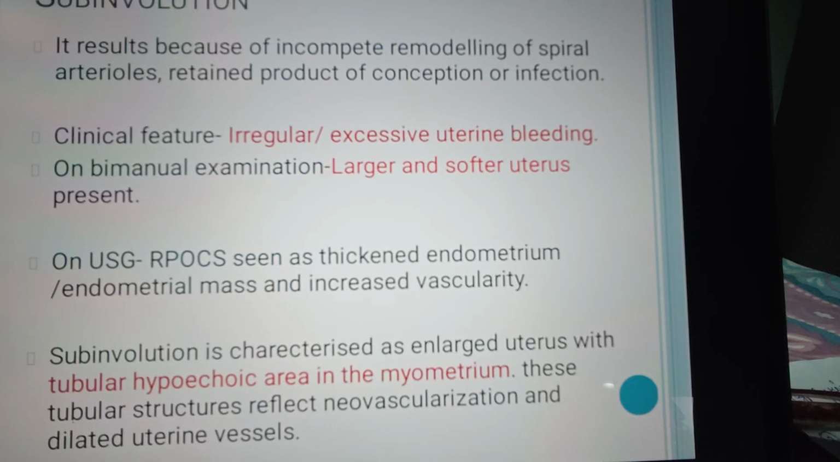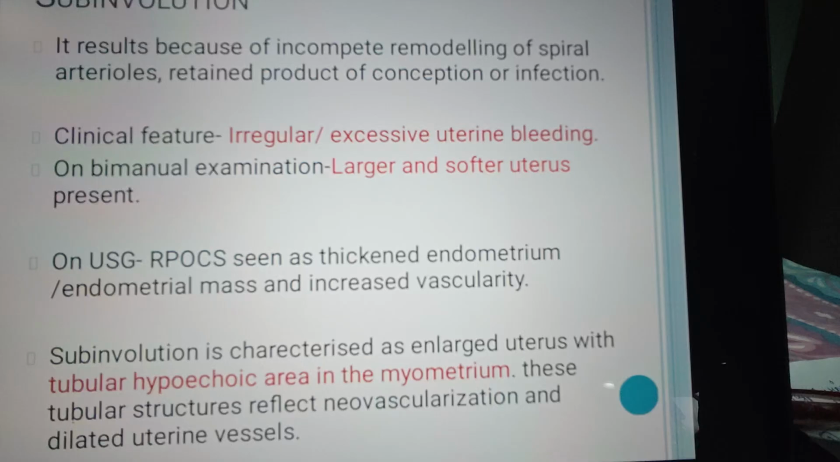Because it is a process where the uterus is not going down or not getting decreased in size, and this subinvolution is because of incomplete remodeling of the spiral arterioles, or if there are RPOCs, retained products of conception, or if there are puerperal infections. What are the clinical features? The patient can present with irregular or excessive vaginal bleeding. Why? Because RPOCs tend to cause bleeding, and infection also alters the endometrium in the uterus.